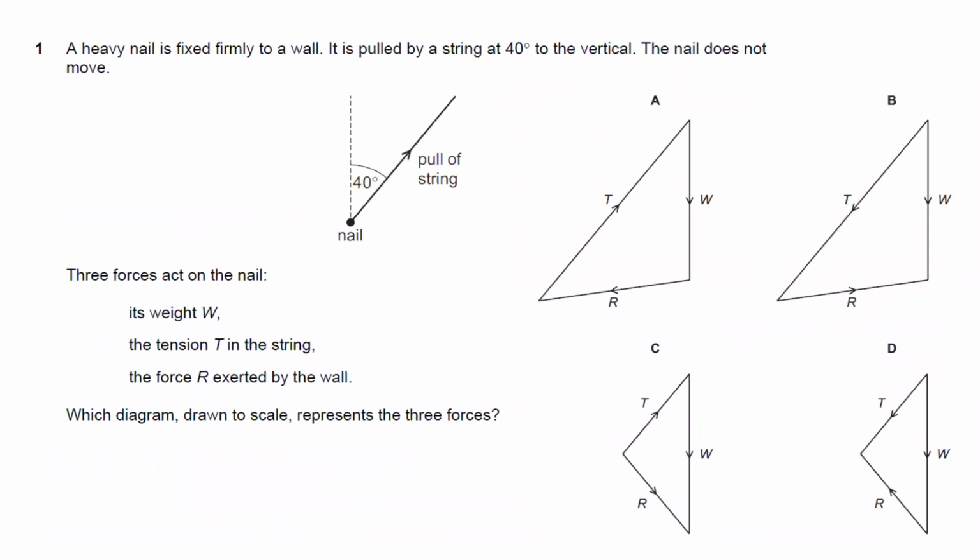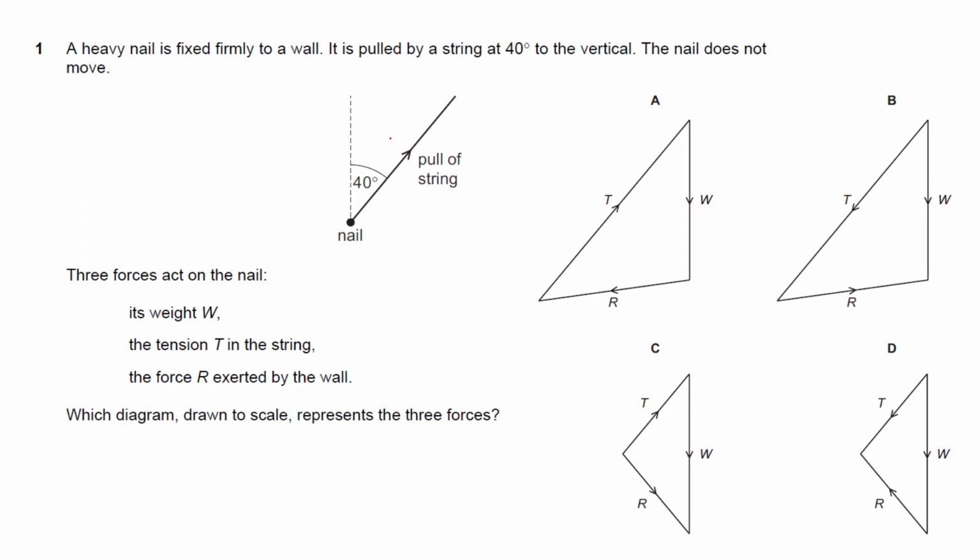The first question says, a heavy nail is fixed firmly to a wall. It is pulled by a string at 40 degrees to the vertical. The nail does not move. Three forces act on the nail. Number one, its weight. Number two, the tension in the string. Number three, the force exerted by the wall. Which diagram, drawn to scale, represents these forces?